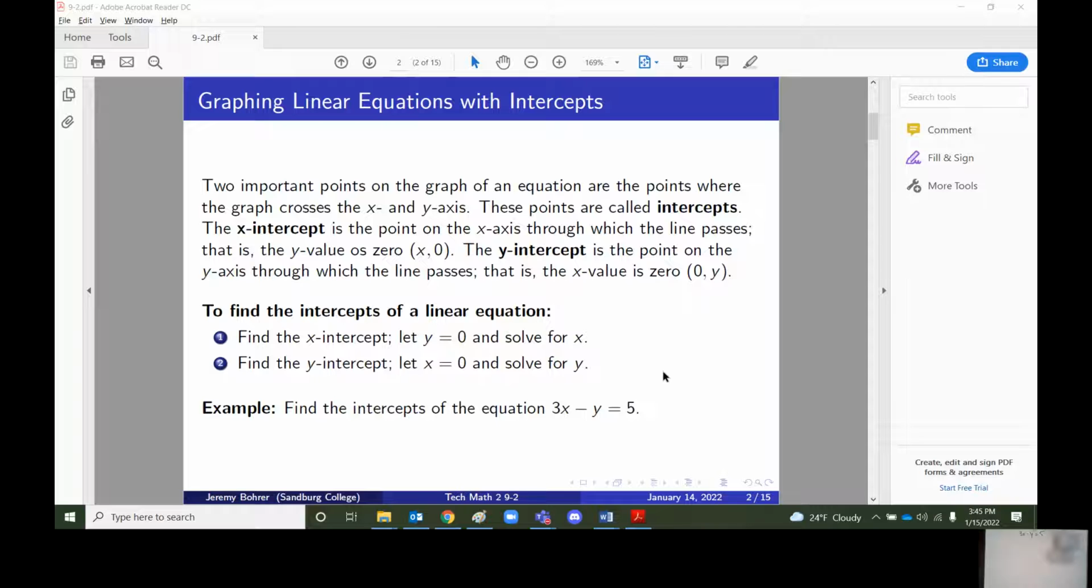In this video, we are going to look at the examples on pages 2 and 3 of the 9-2 slides. So our first example is to find the intercepts of the equation 3x minus y equals 5.